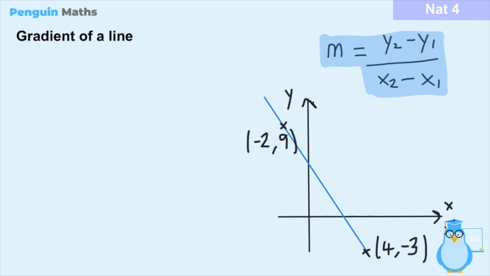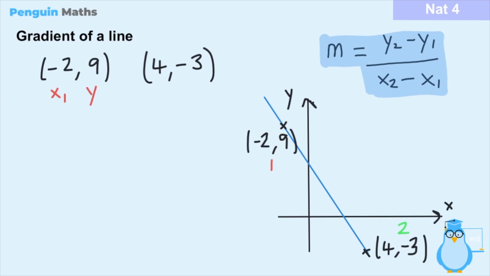So the first step that I'm going to do is label point 1 and point 2. So I'm just going to label this one point 1, and then this one point 2. And now we've done that, I'm going to label each part of the coordinate with its x and y counterpart. So because this is point 1, this is going to be x1 and y1, and then point 2, we're going to have x2 and y2. So that's just saying that minus 2 is x1, 9 is y1, 4 is x2, and minus 3 is y2.